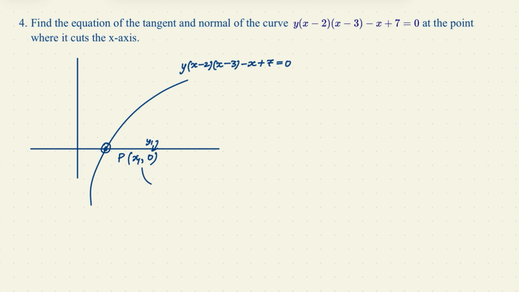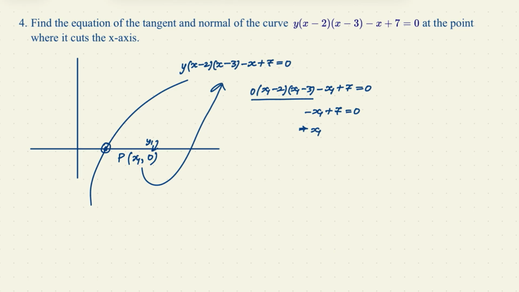So if I put this point in this equation, then we will have, see, y is 0 and x is x1: 0 times (x1 minus 2)(x1 minus 3) minus x1 plus 7 equals 0. This entire thing got 0, so I'll have minus x1 plus 7 equals 0. So this implies the value of x1 is 7. That means the point of contact is (7, 0). Because without the point of contact we cannot find the equation of the tangent.